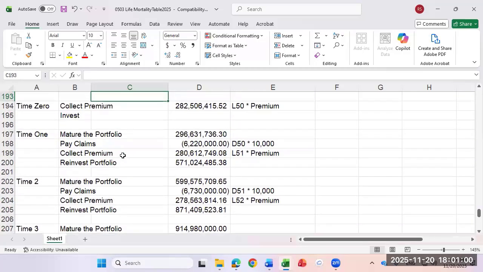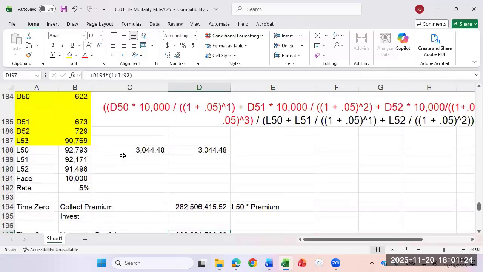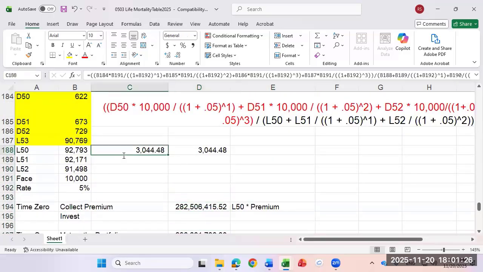You collect the premium time 0, then you invest it, it matures a year later. You pay your death claims, you collect the next premium, you reinvest the portfolio, it matures 5% higher, pay another death claim, collect another premium. You have a massive portfolio at this time that matures at a massive number. You pay your D52s and L53s together, it comes out to 0. Now this one's probably going to round pretty well.